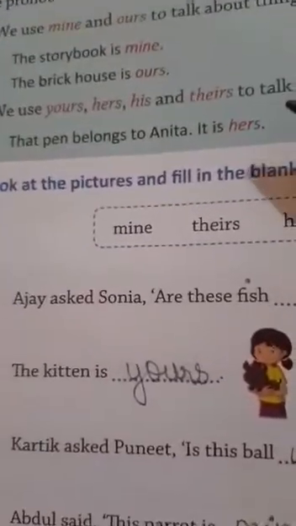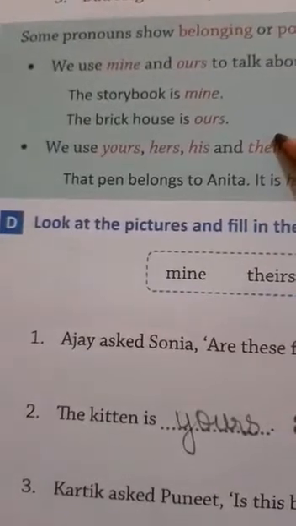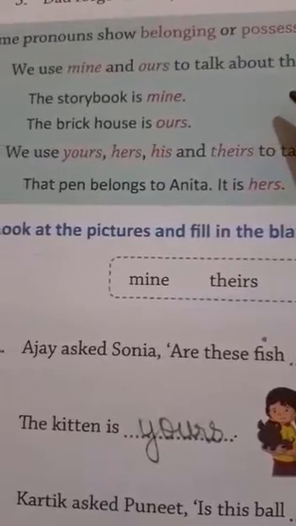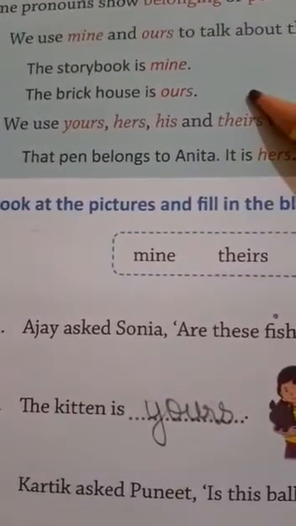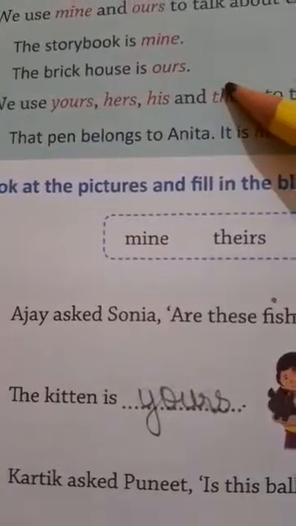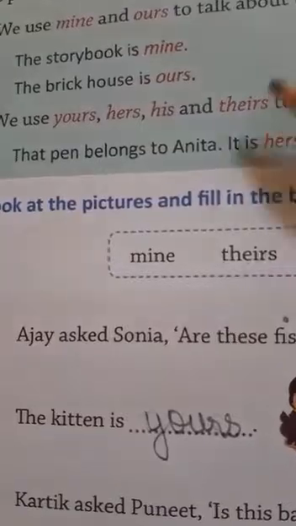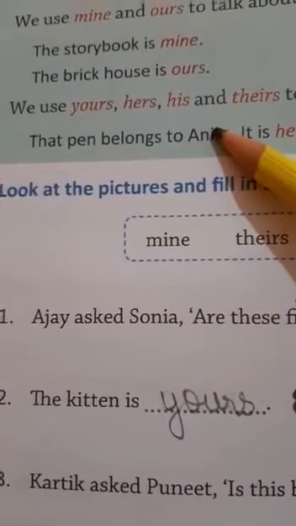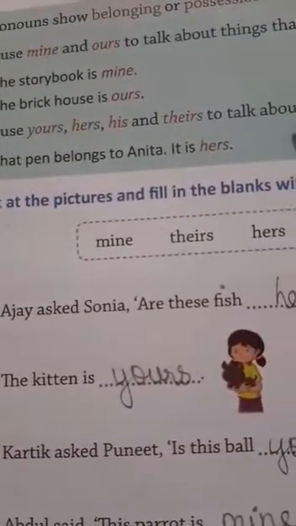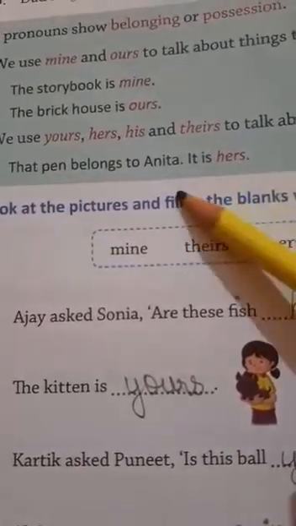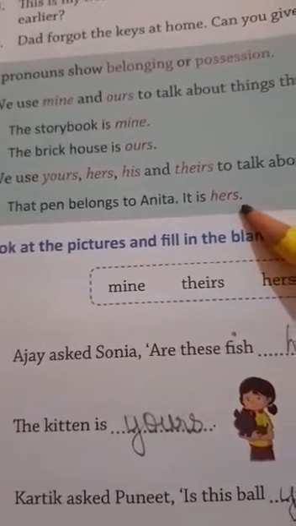For example, the storybook is mine. Whose storybook are we talking about? We are talking about my storybook. So the storybook is mine. The brick house is ours. Whose brick house is it? It is our brick house, meaning you and your family. We use yours, hers, his and theirs to talk about things that belong to others. For example, if I say that the pen belongs to Anita, it is hers. Whose pen is it? It is Anita's pen. So in place of Anita, we are using hers.